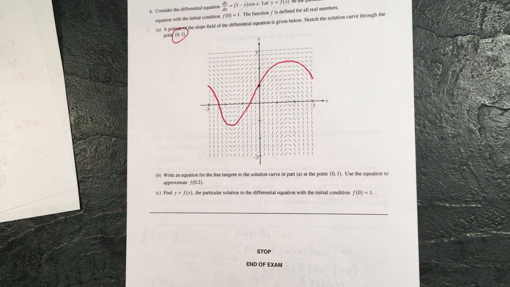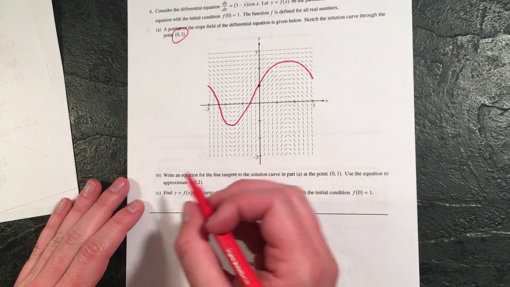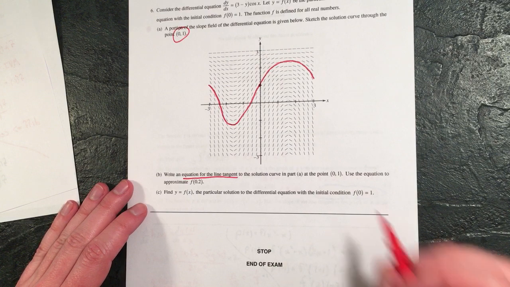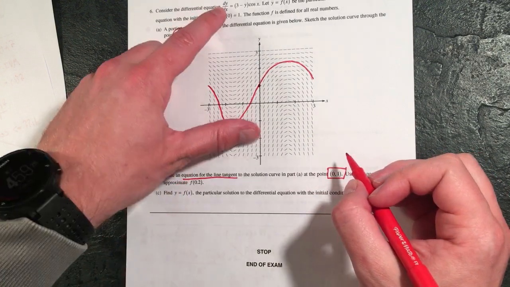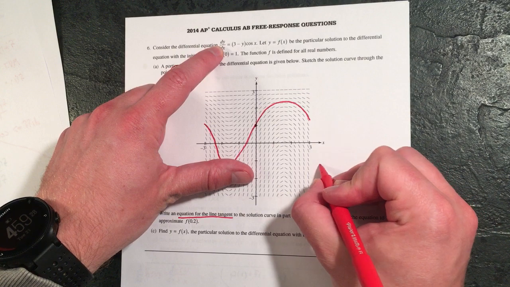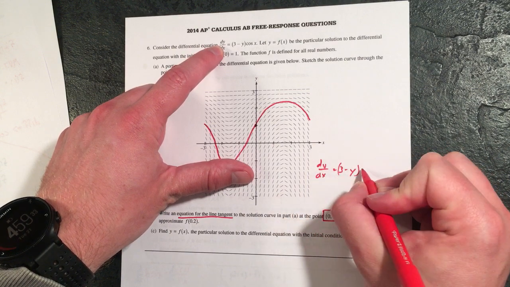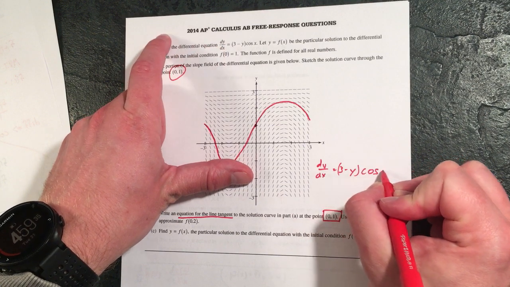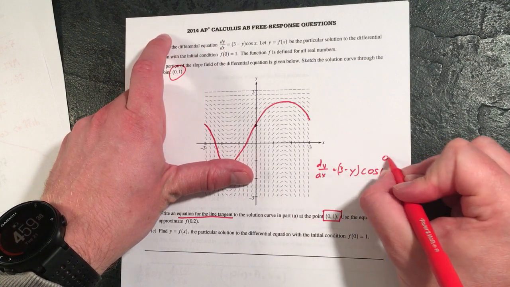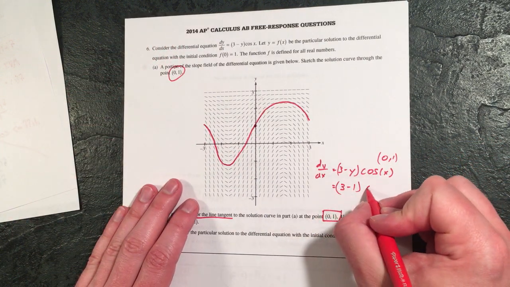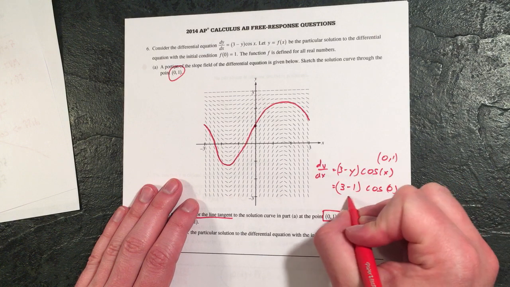Write an equation for the line tangent to the solution curve in part A at the point (0, 1). So we need the equation of a tangent line. So we need a point and a slope. We have the point. We need the slope. Thankfully, they gave us a slope equation anyway. So we need to evaluate this at (0, 1). So that's 3 minus 1. That's a tough one. 2.